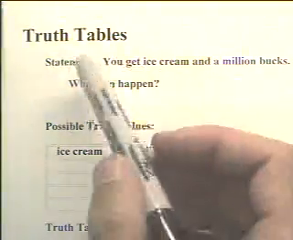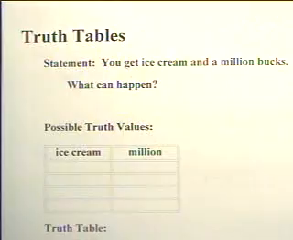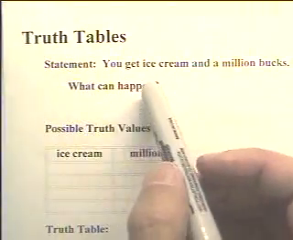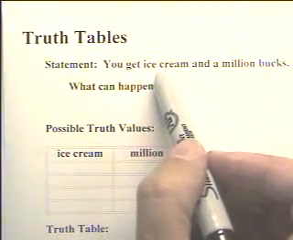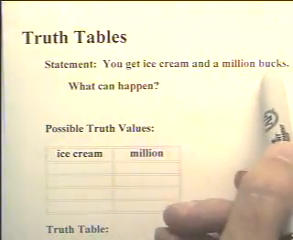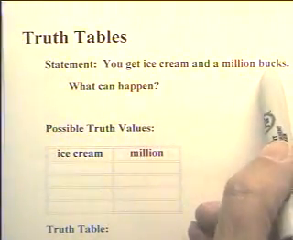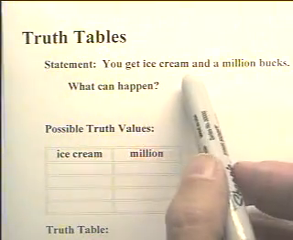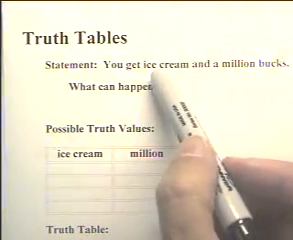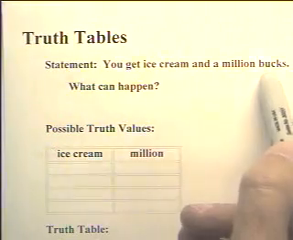Now we want to look at the idea of truth tables. We'll see what that means in a minute. Let's first consider the statement: You get ice cream and $1 million. Now, what could possibly happen with respect to your getting an ice cream cone and you're getting $1 million?